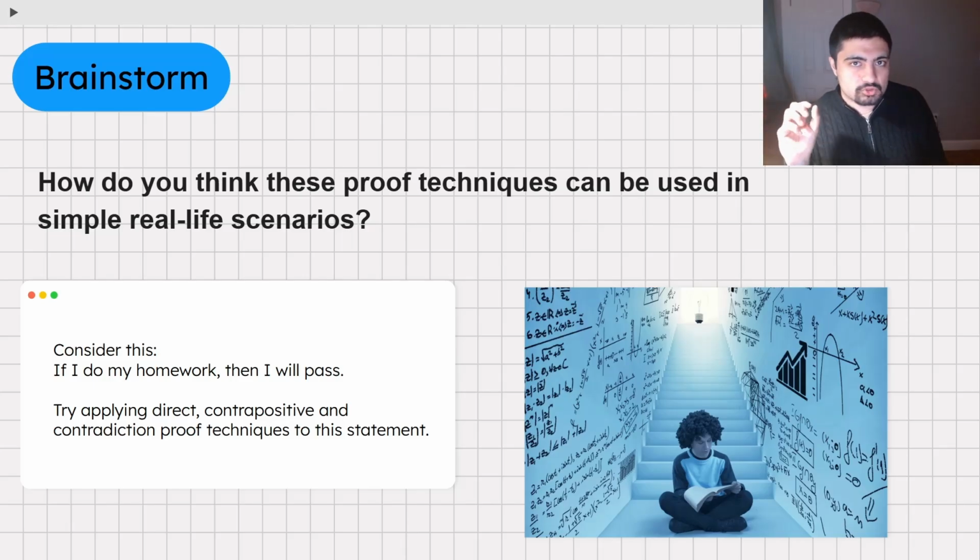So if I did my homework and then I won't pass, is that a true statement? We must now search for a contradiction. Well, yeah, there is a contradiction. I have to pass if I do my homework. Not passing doesn't make sense because I did my homework. Therefore, using proof by contradiction, this is true.